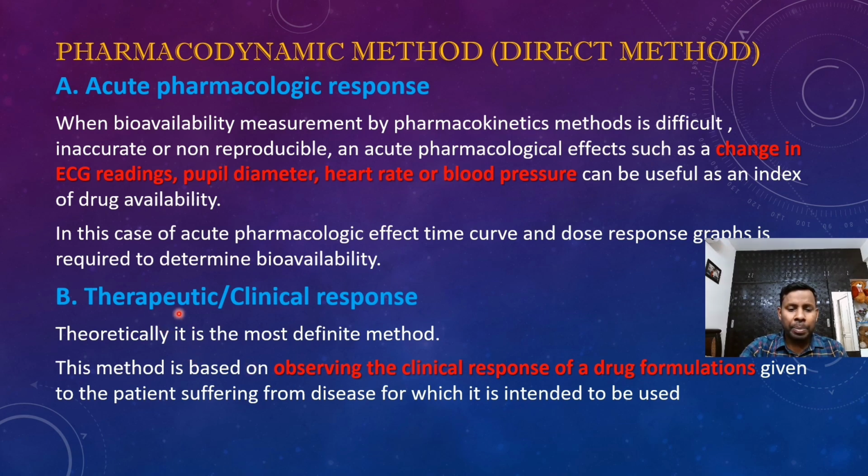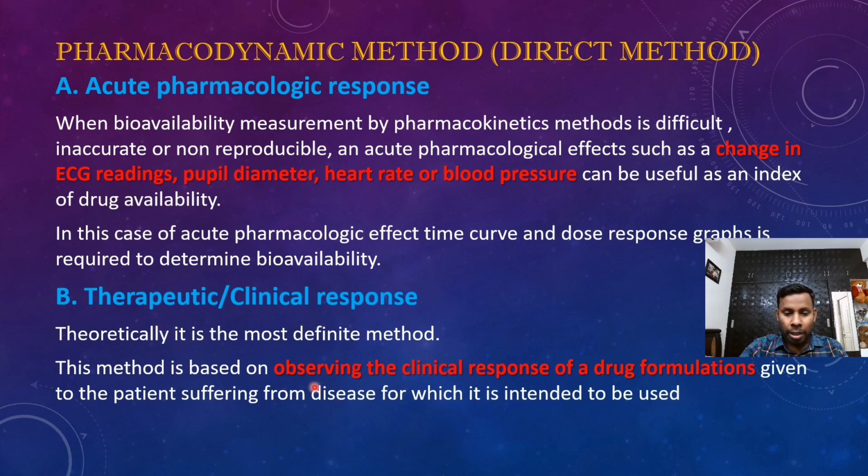Second one is therapeutic or clinical response. So in this method, how much therapeutic response we are getting, that will be seen. This is not same like acute pharmacological response. Here in therapeutic response for a particular drug, we know a particular use is there. For an anti-diabetic drug, it will reduce the blood sugar level. So that response only we will see. For the drug, there is a use. So that response only will be seen in this therapeutic response.